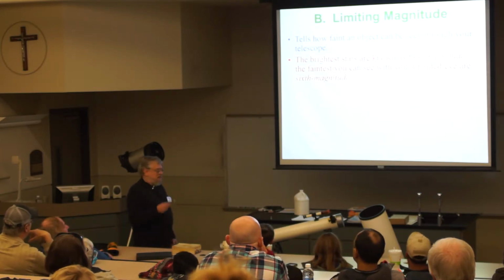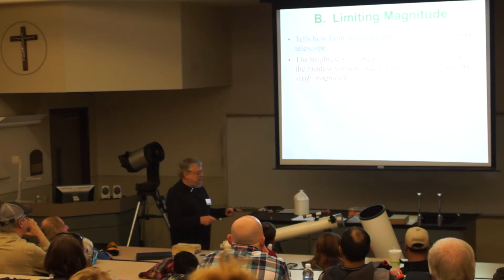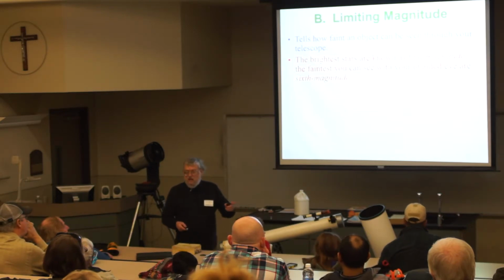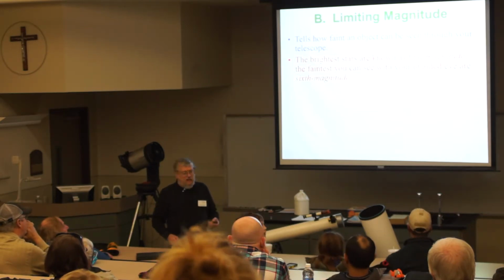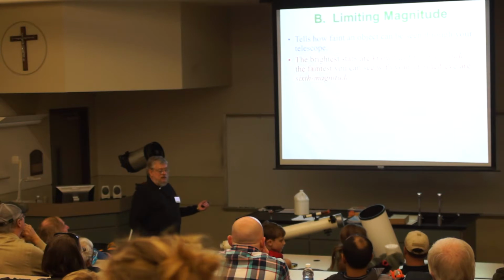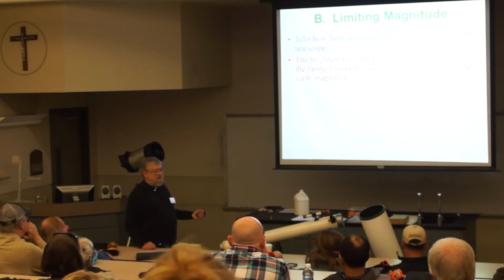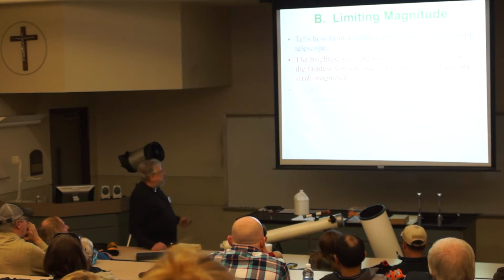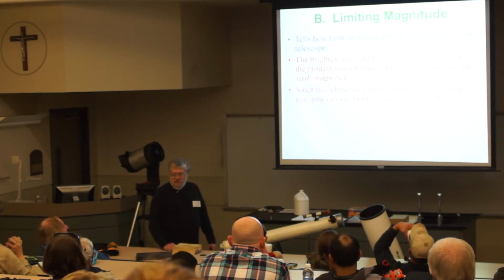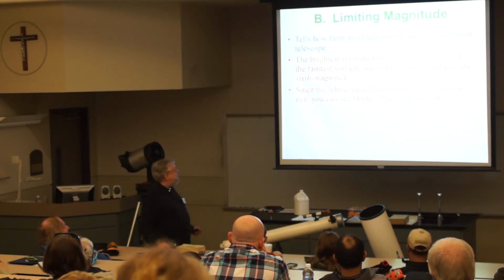So a telescope of a particular size will let you see stars down to a certain magnitude. And if the object that you're looking for is fainter than that, you won't be able to see it. No matter how much you cross your fingers and wish upon a falling star and everything else, you're not going to see it.